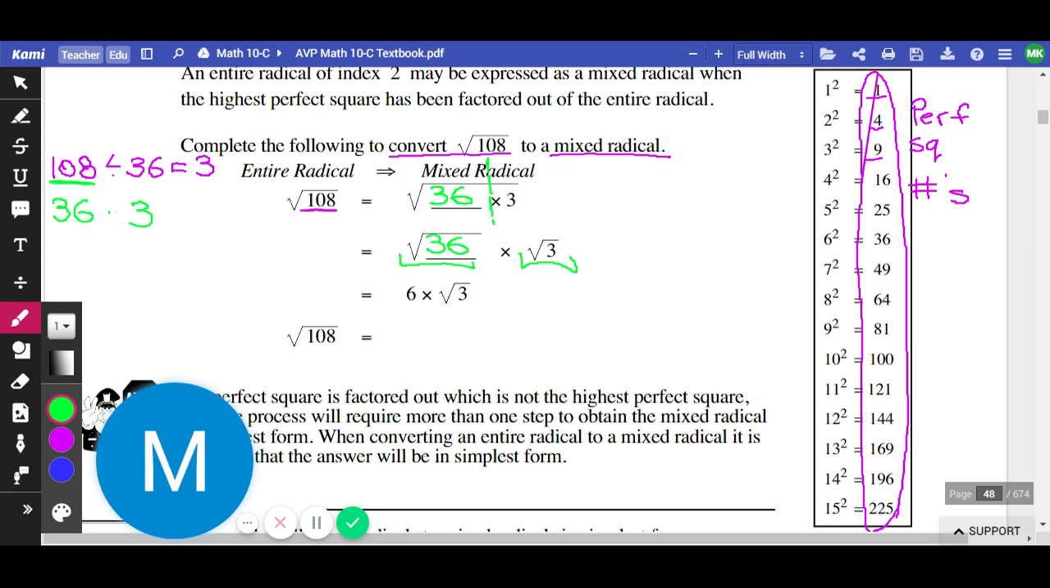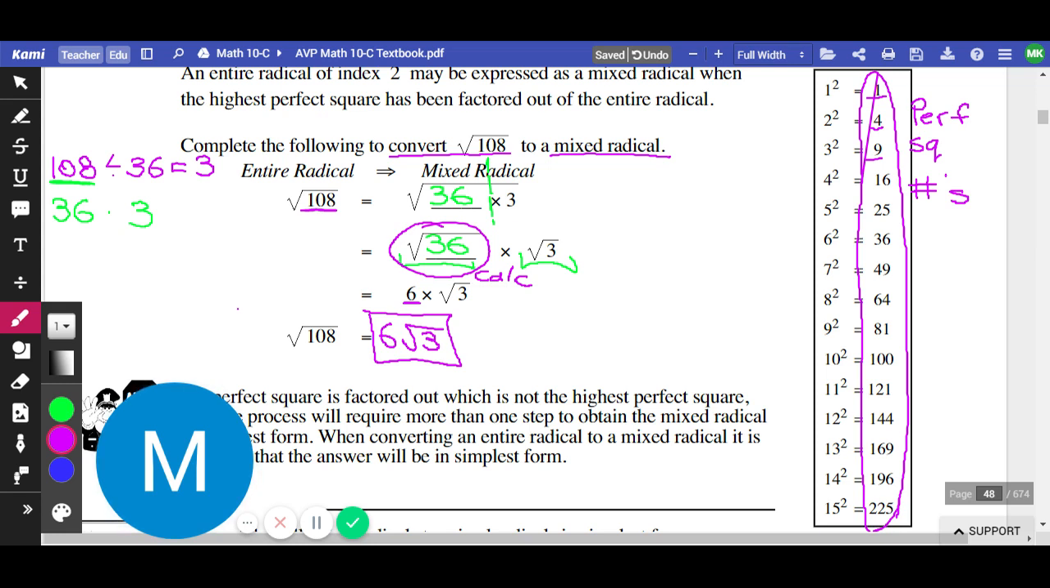That means if we look at this guy, I can actually calculate that. When I calculate that, it gives me 6. That means I now have 6 times root 3. I can't calculate root 3. If I put it in my calculator, it's an irrational number, so it doesn't work. That means I now have a coefficient, 6, and a radical, root 3. My answer is 6 square root 3. I took an entire radical, root 108, and converted it to a mixed radical, 6 root 3.